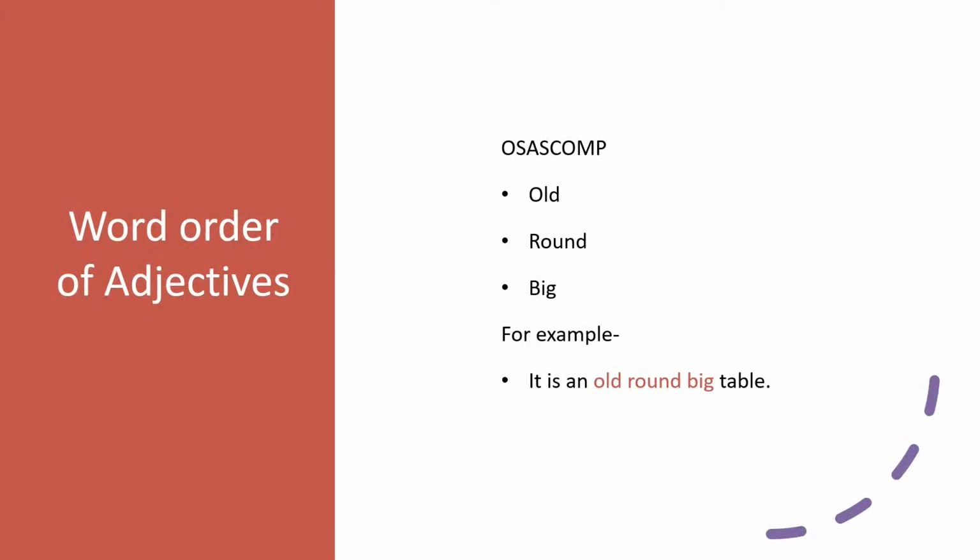The next concept is word order of adjectives. Sometimes a person might have to use 3 to 4 adjectives.